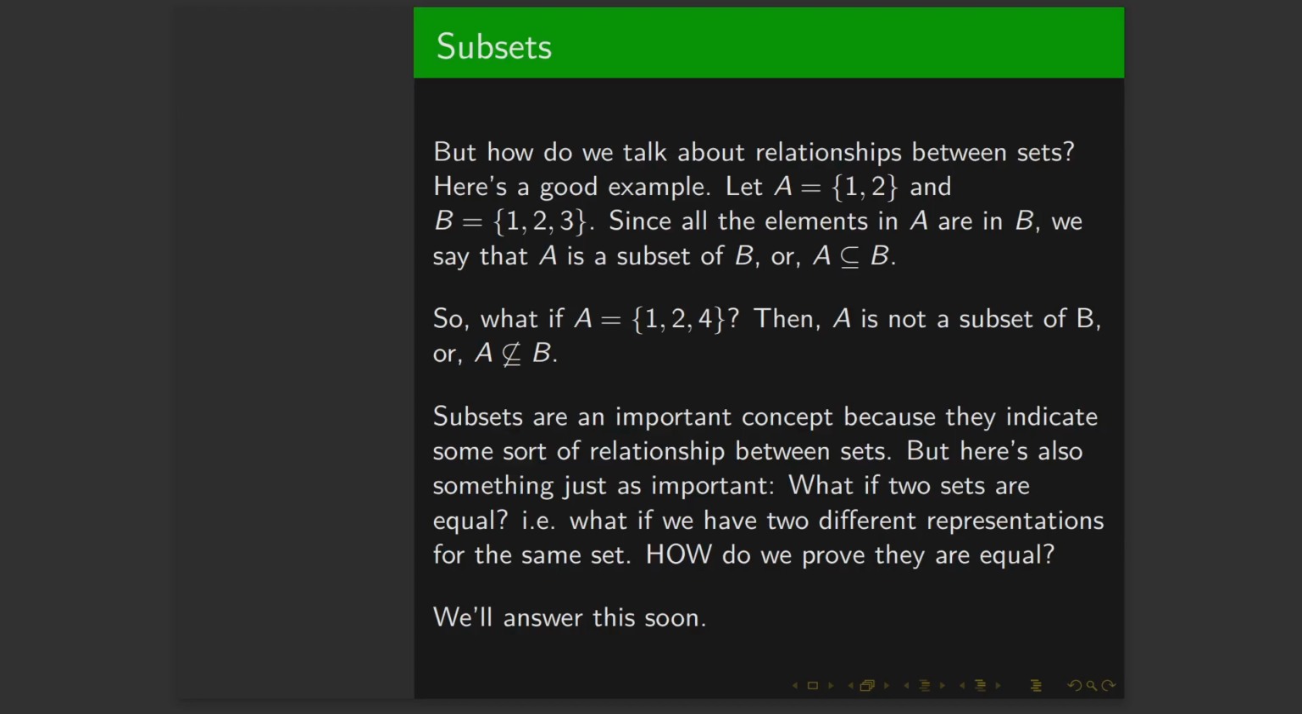Why is this useful? Subsets are important because they indicate some sort of relationship between sets. But here's also something just as important: what if two sets are equal?